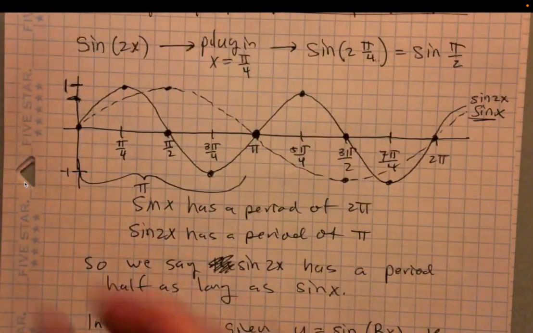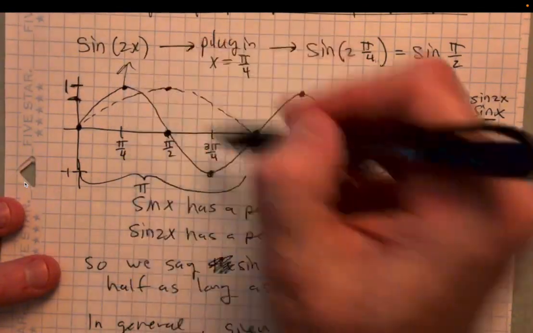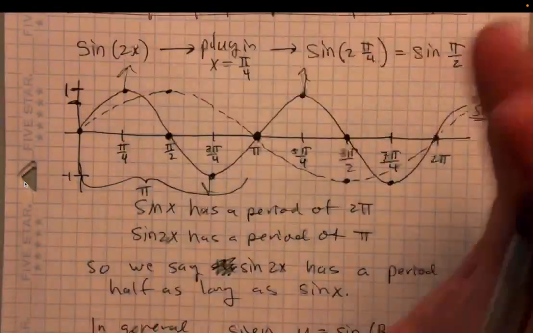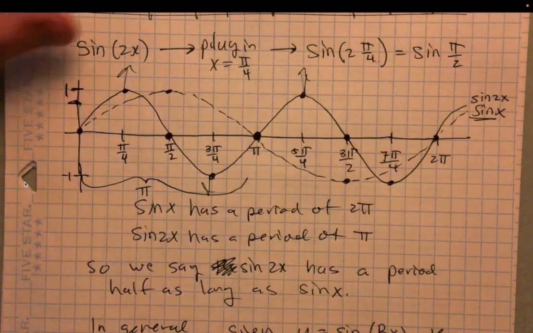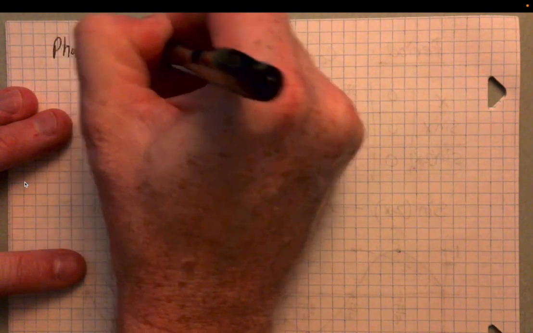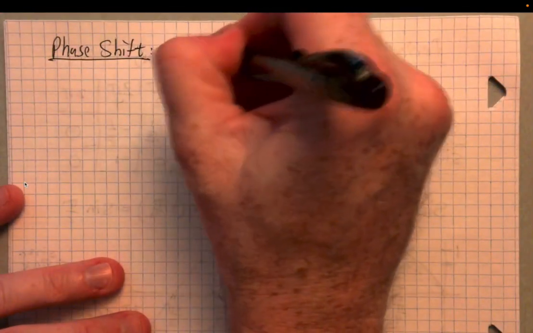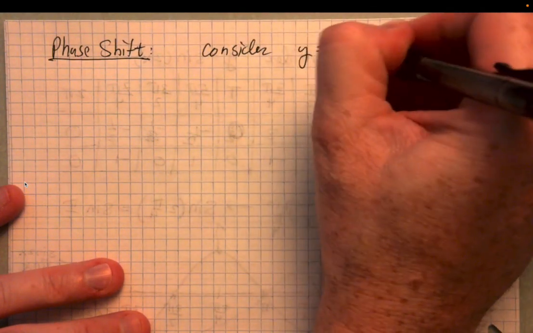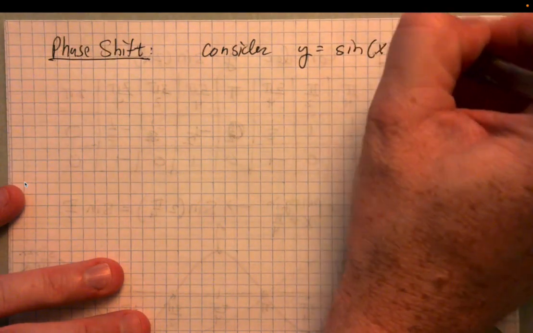So we've got amplitude, which stretches the sine function up or down. And then you've got period, which makes the sine function oscillate faster or slower, as the case may be. And the third item is what's called the phase shift. The phase shift, right? And so for this example, let's consider y equals sine of x minus pi over 2.